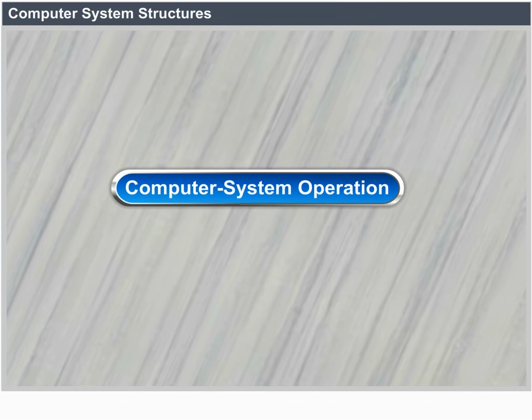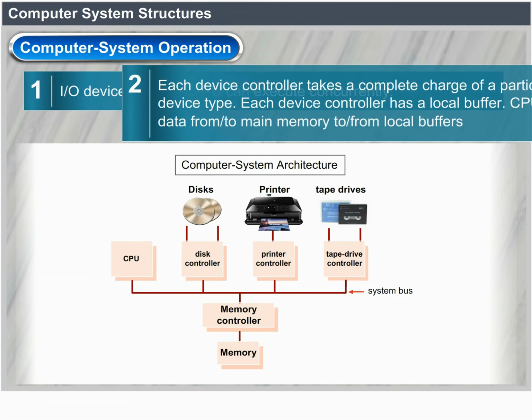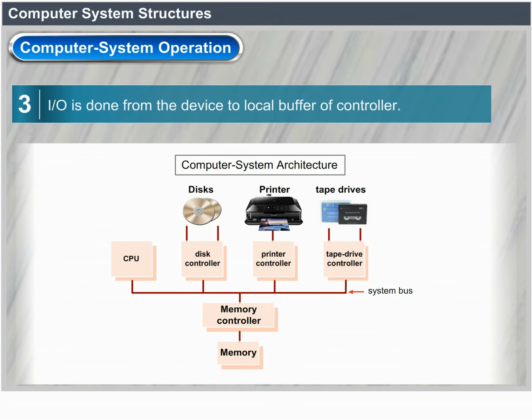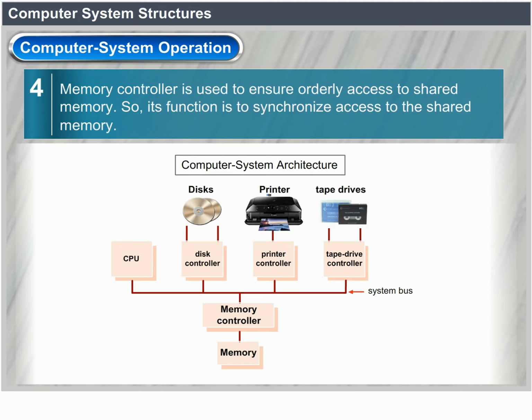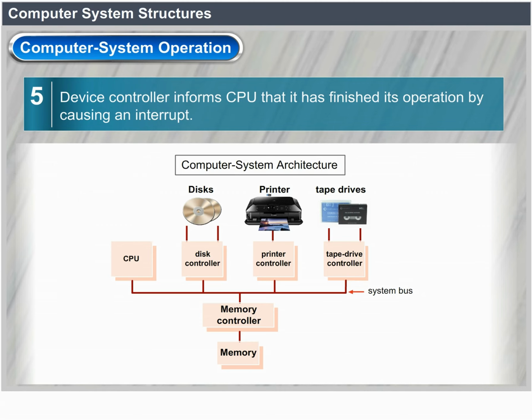Computer system operation. I/O devices and the CPU can execute concurrently. Each device controller is in charge of a particular device type. Each device controller has a local buffer. CPU moves data from main memory to and from local buffers. I/O is done from the device to the local buffer of the controller. The memory controller is used to ensure orderly access to shared memory, so its function is to synchronize access to the shared memory. The device controller informs the CPU that it has finished its operation by causing an interrupt.